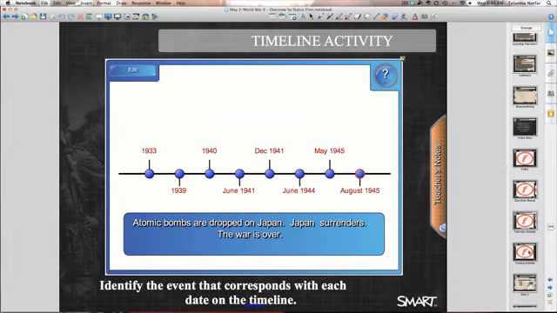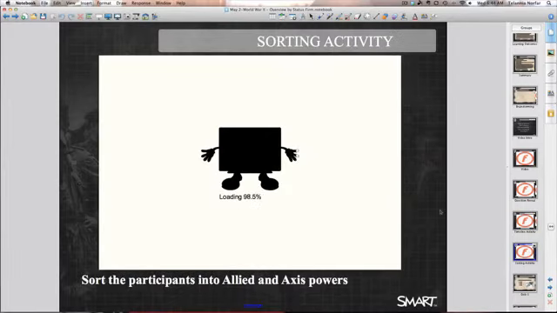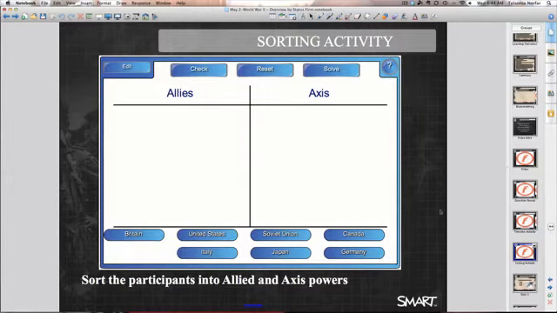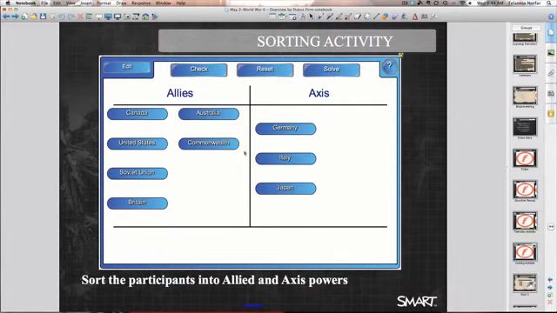Okay, now we have a sorting activity. Again, you can go back to the notebook file and you can actually sort the participants into Allied and Axis powers, and then reveal the answer when you're done. Otherwise, you can actually stay here, pause the video, talk as a group of which goes where, and then check. Okay, let's check our answer. Good job if you had Allies on the left and Axis powers on the right. Okay, now for a quick quiz.